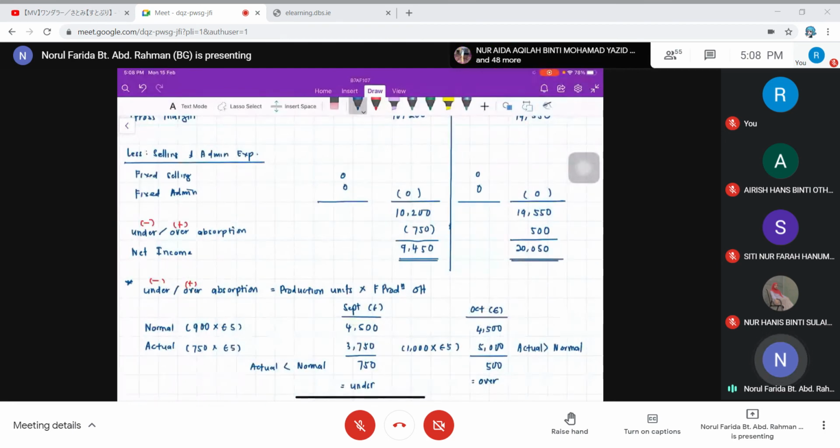Okay. Adjustment untuk over or under absorb hanya untuk absorption costing tau. Jangan pergi buat kat variable costing pula. Right. Adjustment for over or under absorption, okay, before you arrive at your net income is only in your absorption costing. Okay, under variable costing tidak ada, dia terus dapat you punya net income lah lepas you tolak you punya period cost you.